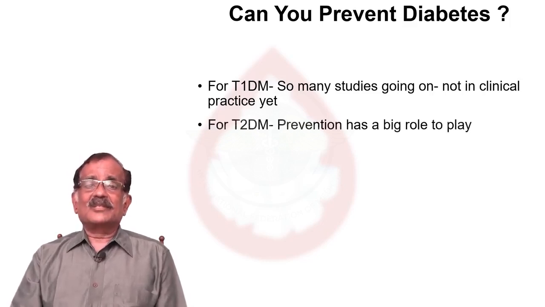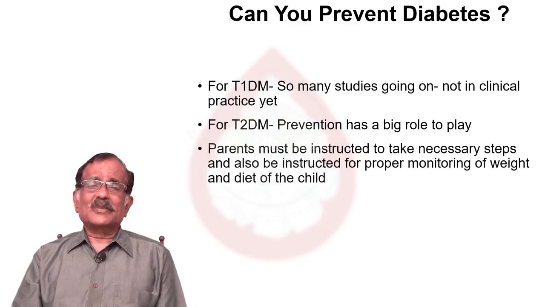For type 2 diabetes, I think prevention has a big role to play. From the moment the child is born, if it is born to a diabetic mother, the chances are the baby will be on the overweight side. The parents must be instructed about the possible chance of getting type 2 diabetes young because the child was born to a diabetic mother, and take necessary action to see that the child does not become overweight. Make sure that the child's eating habits are tailored from day one, and that the child has regular exercise and all those things.